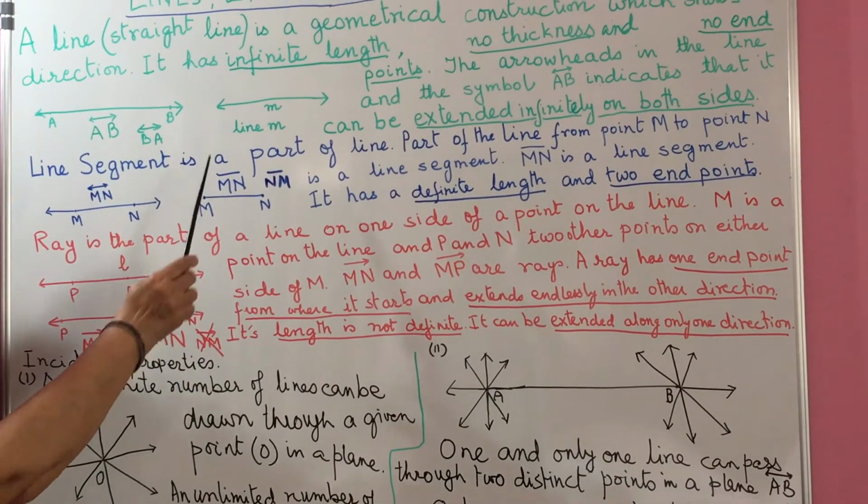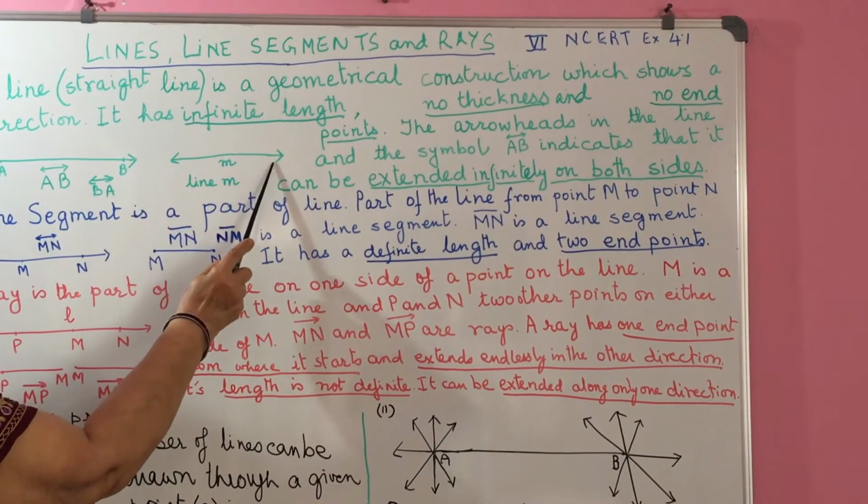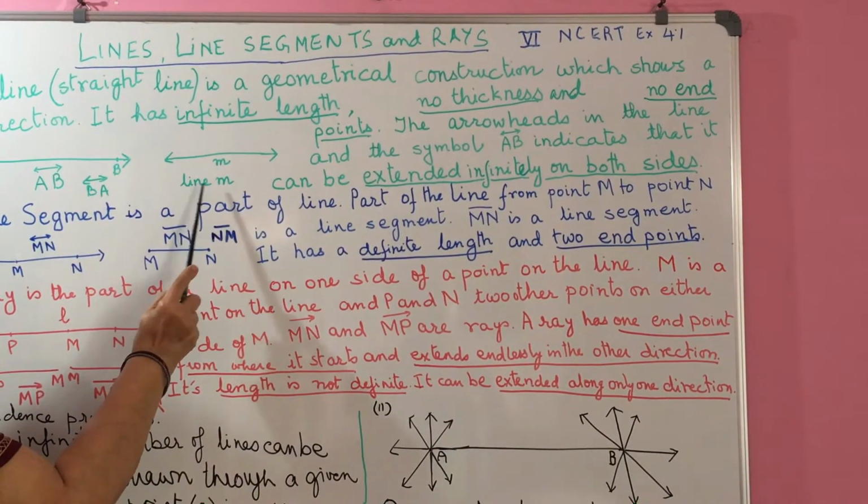A line can also be represented by a small letter. Here I have drawn the line M. I write it as line M.